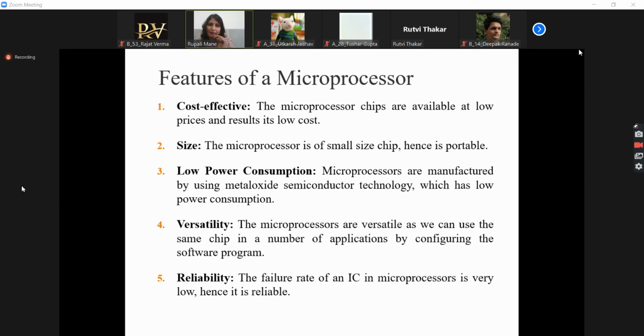Then versatility. Basically, the microprocessors are versatile as we can use the same chip in a number of applications by configuring the software programs. Program change करो, application के साथ तुम उसको वही सेम चिप यूज कर सकते हो. And reliability, that is very very important. The failure rate is very very small, hence it is reliable. Okay, so microprocessor really is the brain of the computer. And it is a very useful thing to mankind.